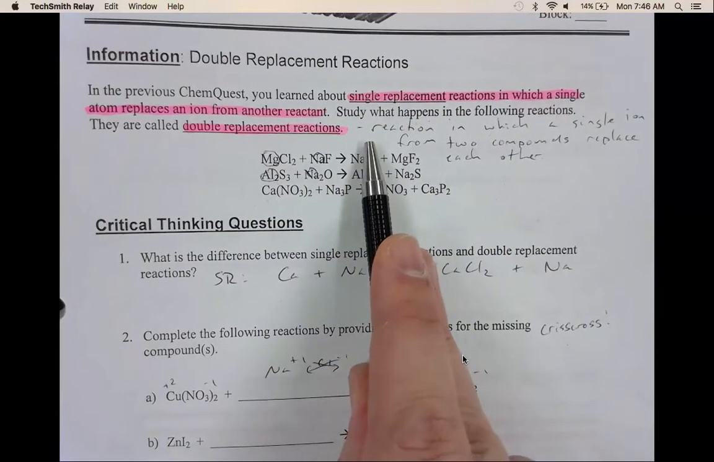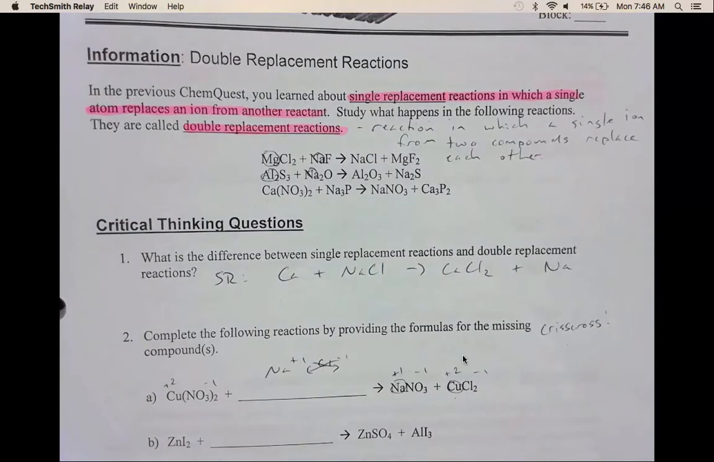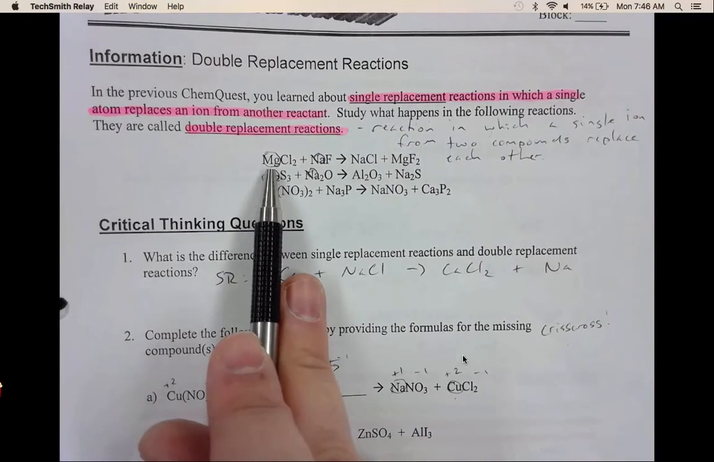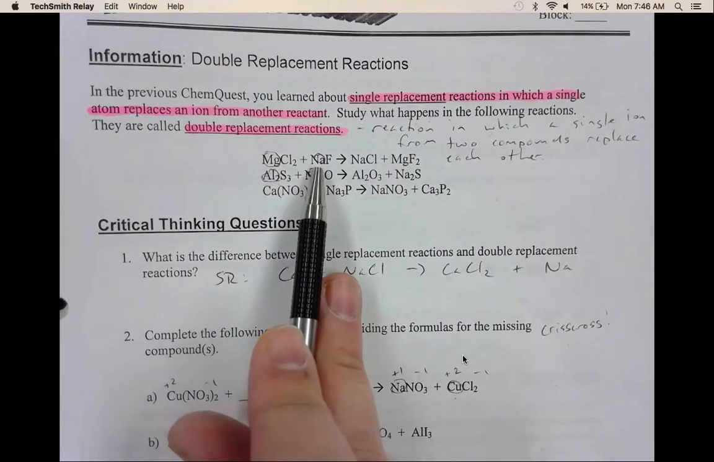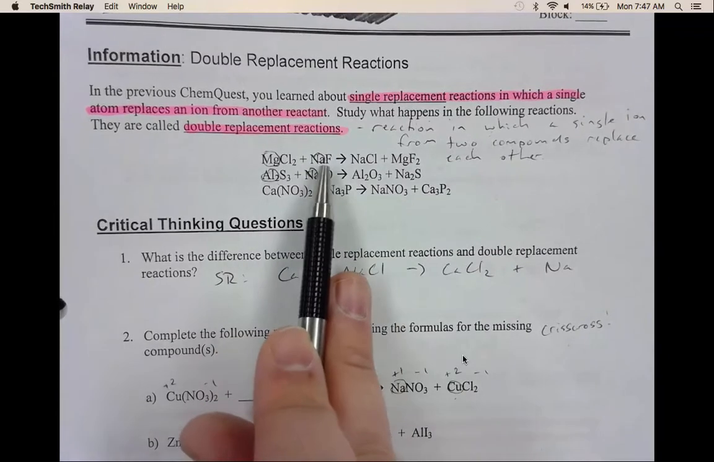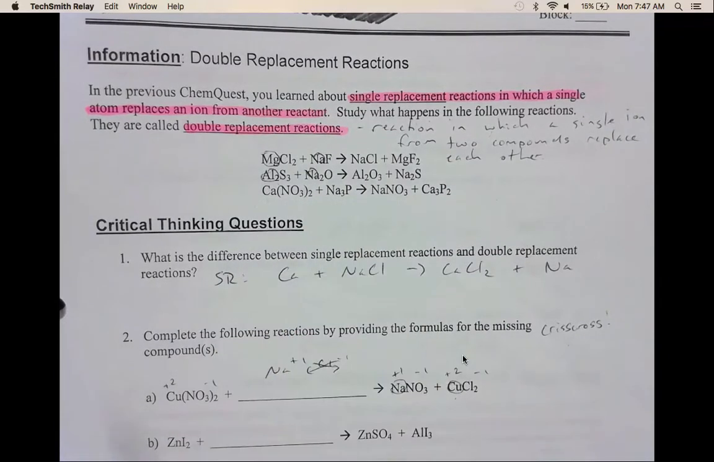A double replacement reaction is a reaction in which a single ion from two compounds replace each other, and that's exactly what you see here. You have magnesium chloride and sodium fluoride. Again, the positive ions switch places. You'll see that the sodium and the magnesium switch places in the reactants.